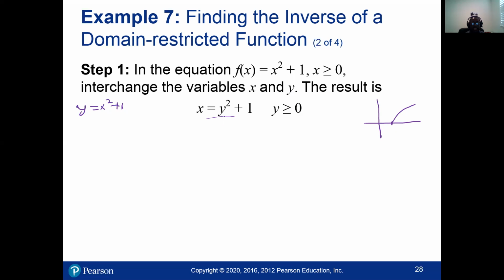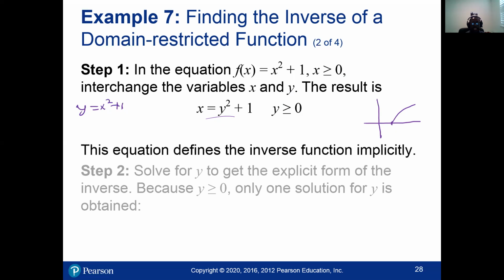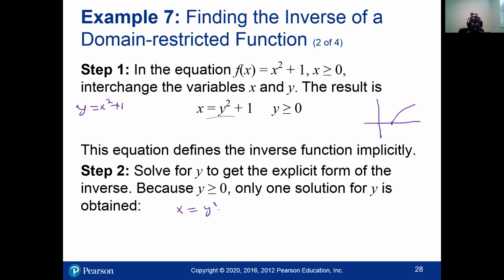Then, step 2, we want to solve for y from that equation. Because y is greater than or equal to 0, only one solution for the function is required. We have x is equal to y squared plus 1. When we solve for y, we subtract 1 from both sides. That gives us x minus 1 is equal to y squared.